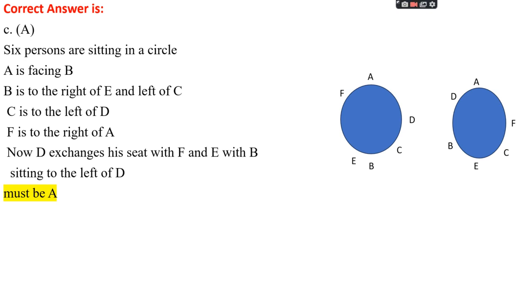Okay, six persons are sitting in a circle. We imagine a circle with six persons. A is facing B. B is to the right of E, and left of C, so to the left of B there is C. C is to the left of D, so D must be to the right of C. F is to the right of A. Now D exchanges his seat with F and E exchanges with B. Let's imagine the scenario where we exchange the places. Now let's see who will be sitting to the left of D. We find that to the left of D there is A. So the right answer is A.